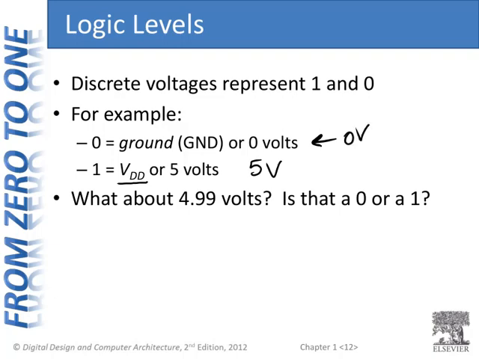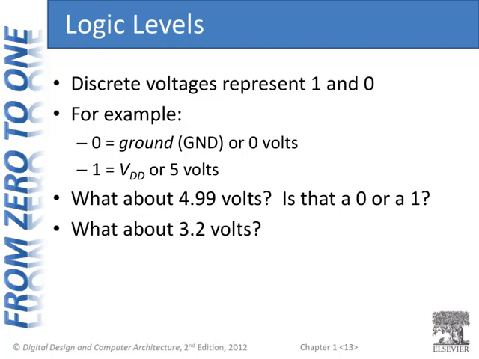What about 4.99 volts? Is that a 1 or a 0, or do we call that invalid? Probably, I'm close enough, right? Maybe it's a 1. What about 3.2 volts? That's really getting into a gray area. So we have to define what we do for these different values.